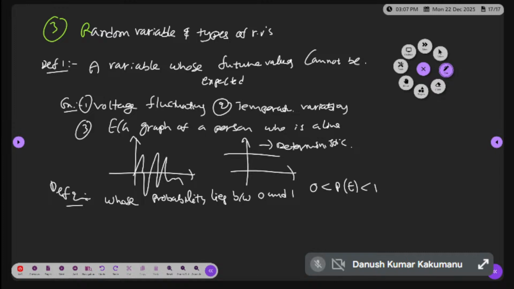That is a definition too. First definition: whose future values cannot be expected. Second definition: whose probability lies between 0 and 1. That is our second definition. Third definition is very, very important for us. First two definitions are clear to all of you. Third definition. Completed? Copied?